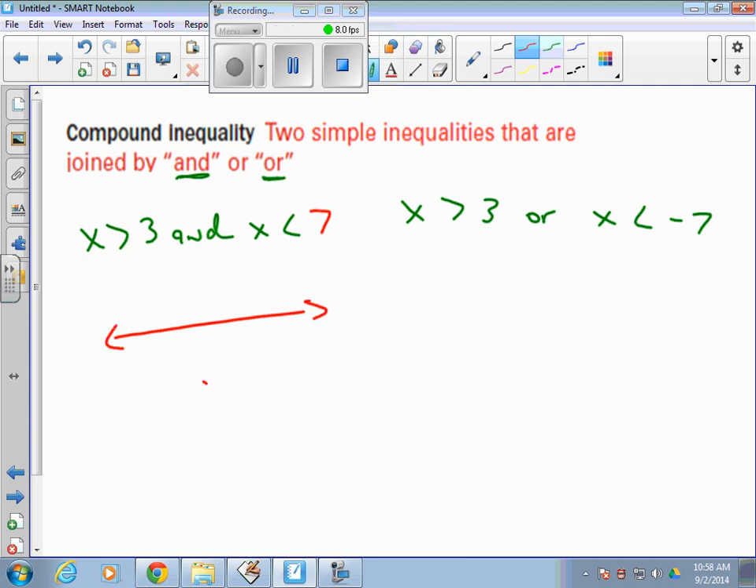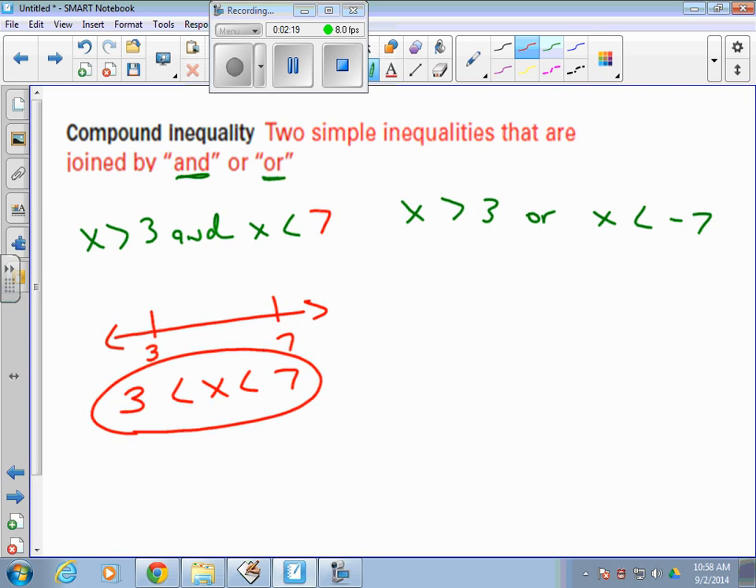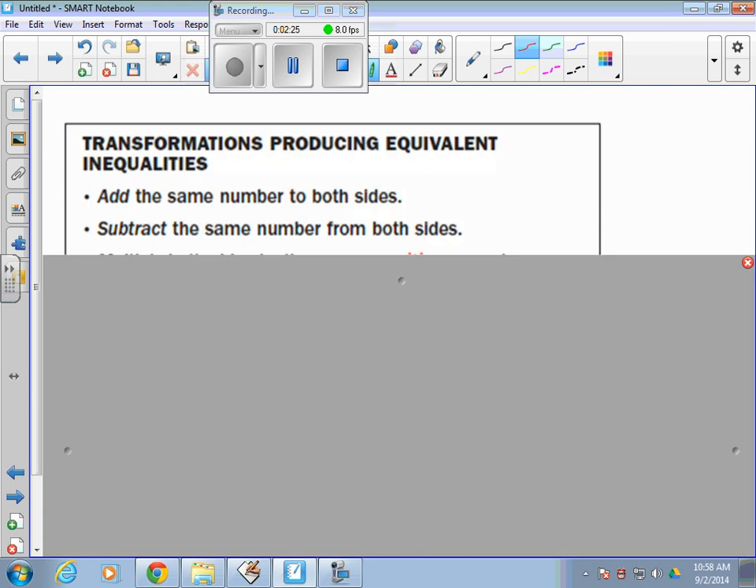More often than not, the x will be written in the middle, saying 3 is less than x, which is less than 7. It'll be written this way instead. And so that'll be all the numbers that are between 3 and 7 when you graph it. It'll be everything in between those. So that's compound "and" and "or" inequalities.